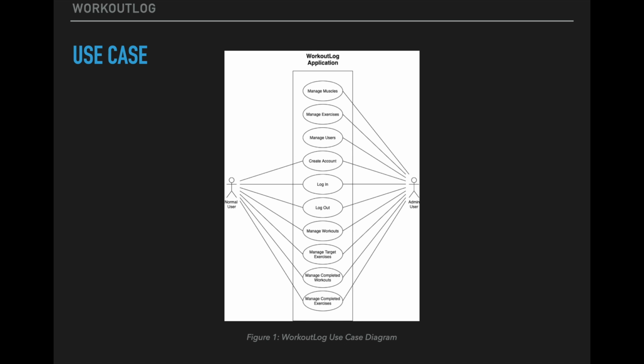And then the admin user has access to everything that normal users have access to, and in addition, they have elevated privileges that allow them to manage users, so they can create, update, and delete users, and similarly they can manage exercises and manage muscles. So they're managing the built-in exercises and muscles behind the scenes that the normal users access when they're creating their workout templates.